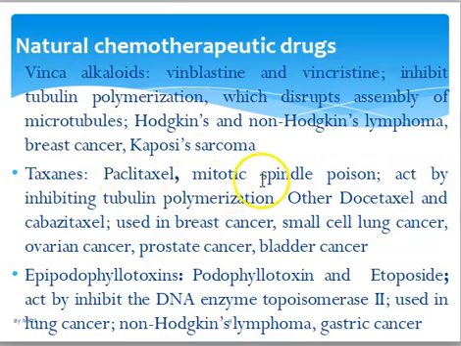Then paclitaxel. These are the mitotic spindle poisons, because they act by inhibiting tubulin polymerization. Almost all of them are inhibiting the same thing. The others are docetaxel and cabazitaxel, used in breast cancer, small cell lung cancer, ovarian cancer, and other cancers.